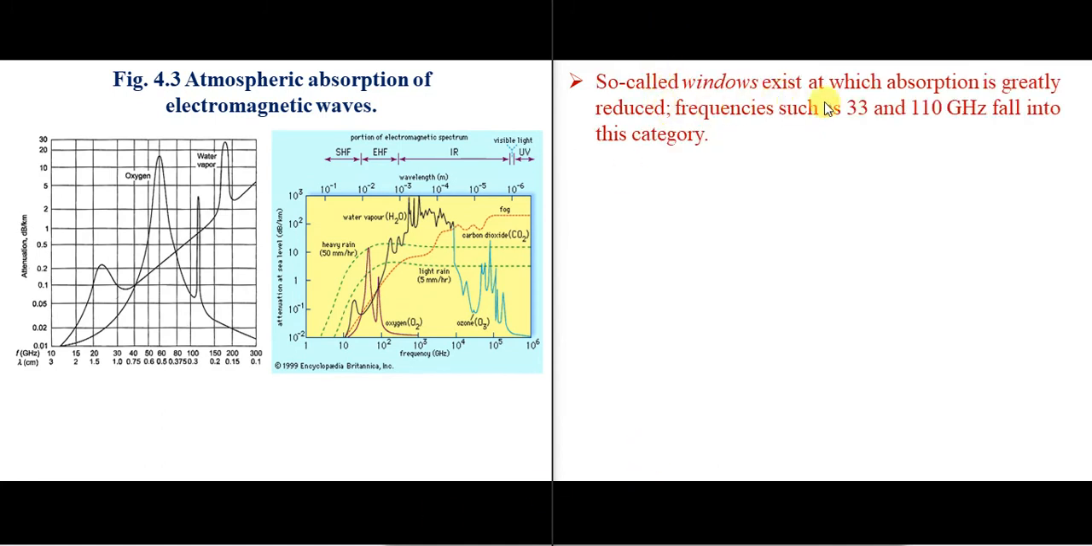So-called windows exist at which absorption is greatly reduced. Means there are some frequencies where there is no absorption. So this group of frequencies where there is no absorption or where the absorption is greatly reduced, that portion is called windows. So for frequencies such as 33 to 110 gigahertz, there is no or very little absorption.